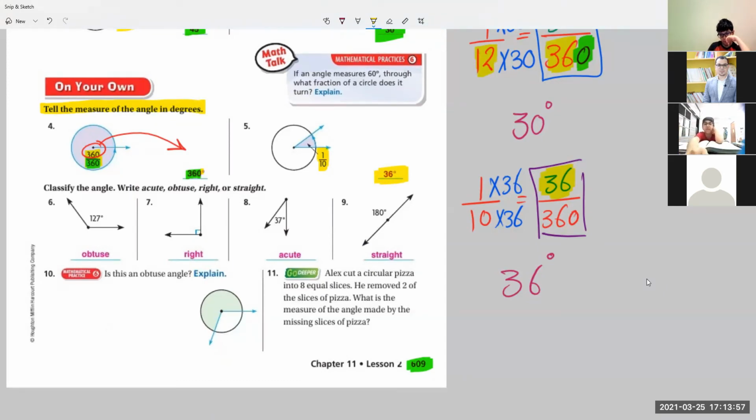Okay? Okay. And what about obtuse? Obtuse should be greater than 90 degrees and less than 180 degrees. Okay?